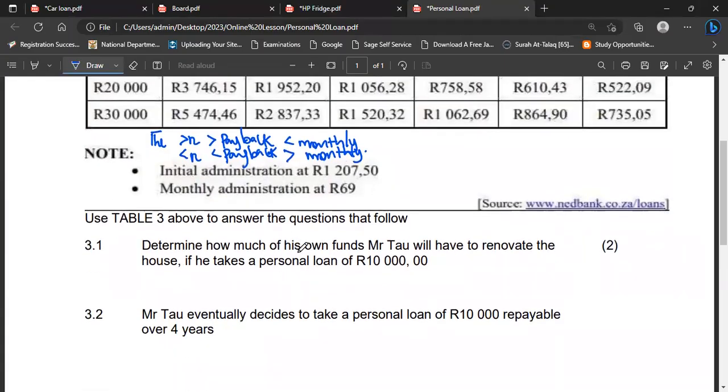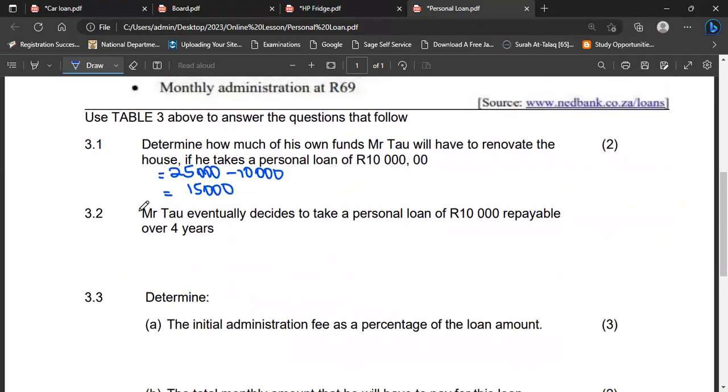Okay, determine how much money of his own funds he will have to renovate the house if he takes a personal loan of 10,000. So remember, to renovate, he needs 25,000. But he has taken 10,000. So how much is his personal amount? It's 15,000. Eventually, Mr. Tau decides to take a personal loan of 10,000, repayable over 4 years.